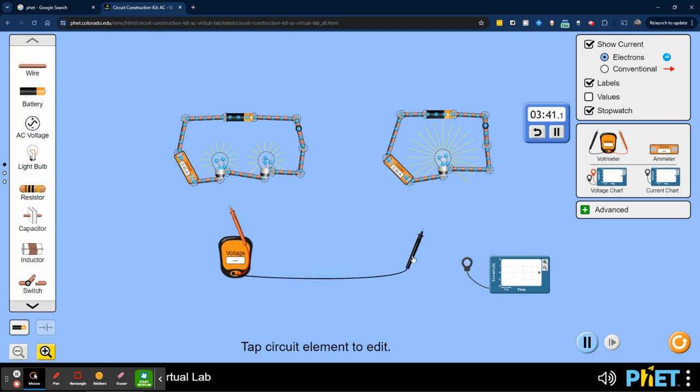So let's start off with the right hand one first. There's before, there's after, and 9 volts. And now what happens as it goes to the light bulb? There's before, there's after, minus 9 volts. So the minus is just saying that it's lost that much energy.